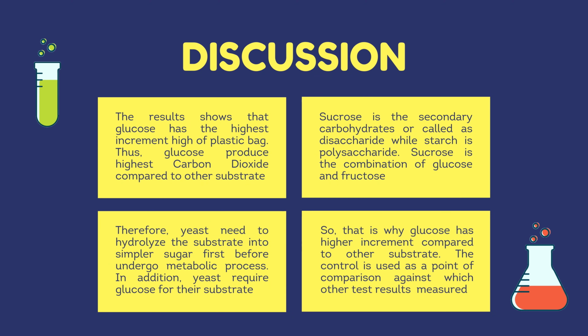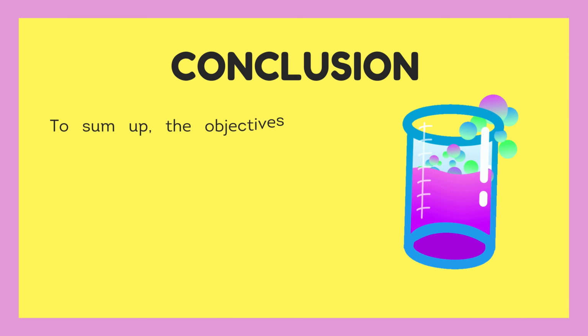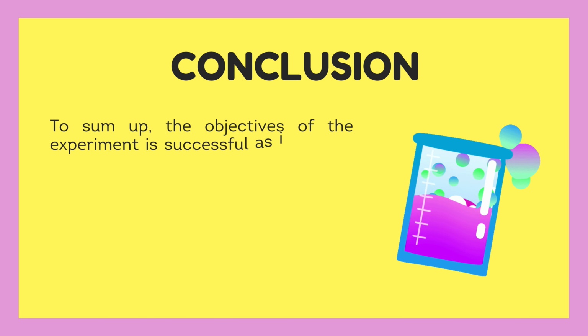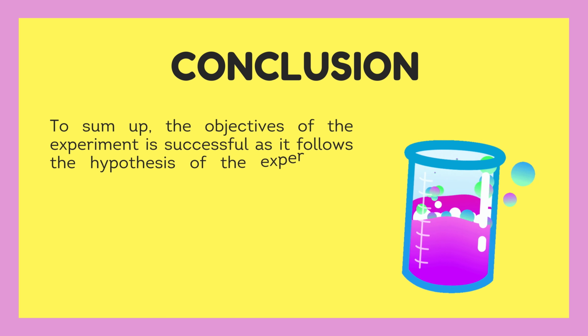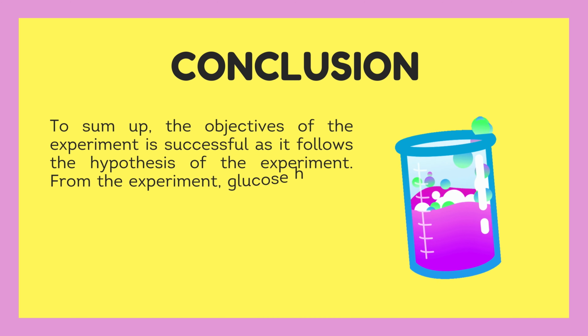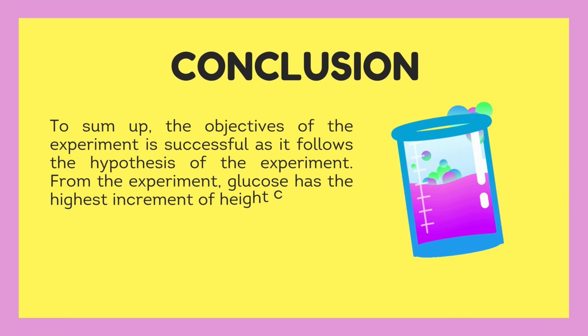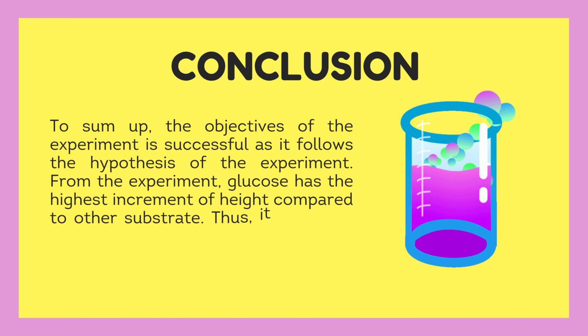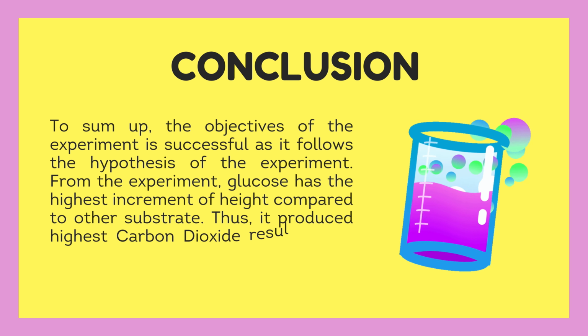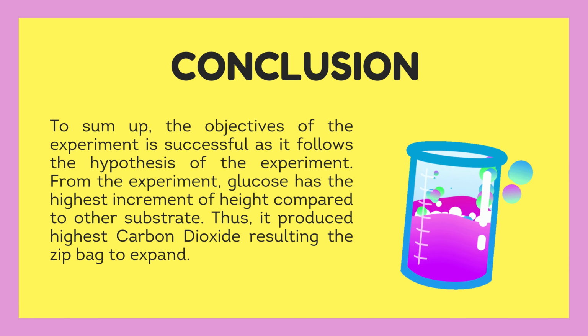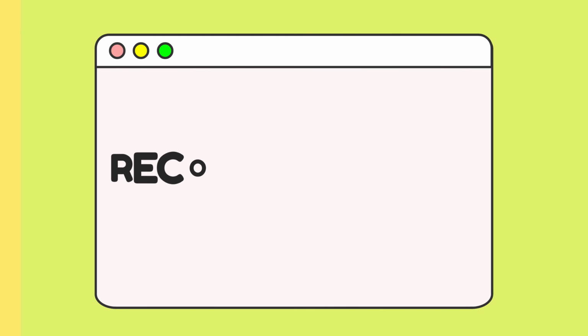The control is used as a point of comparison against which other test results are measured. Conclusion: to sum up, the objective of the experiment is successful as it follows the hypothesis of the experiment. From the experiment, glucose has the highest increment in height compared to the other substrates. Thus, it produces the highest carbon dioxide, resulting in the zip bag expanding.